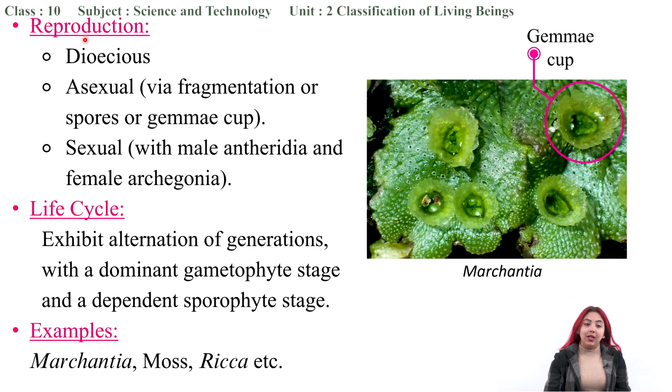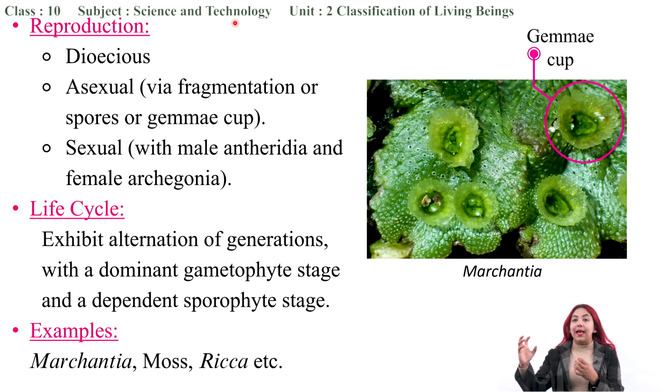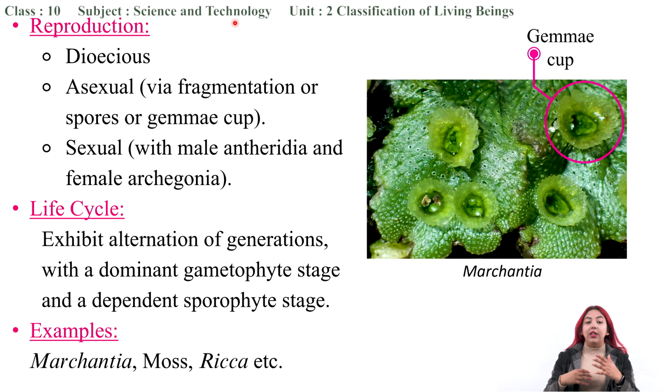They are dioecious. Dioecious means they have male and female reproductive organs in separate individuals. So if an organism has sex organs in separate individuals, male separate and female separate, then that type of organism is called a dioecious organism.